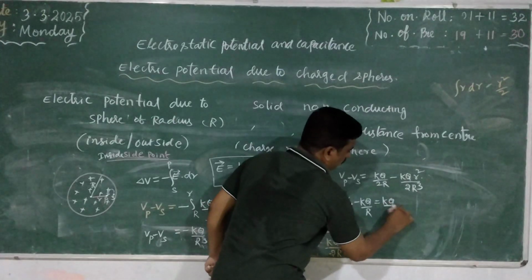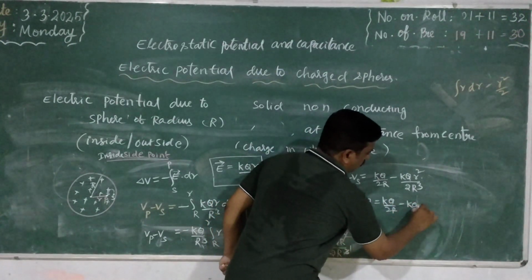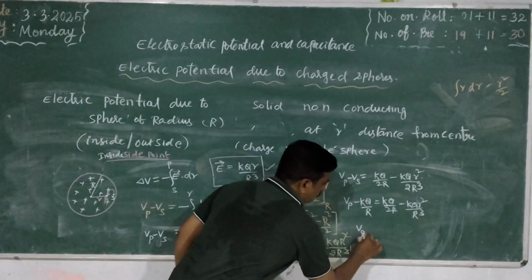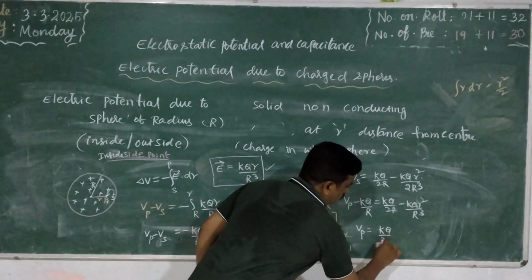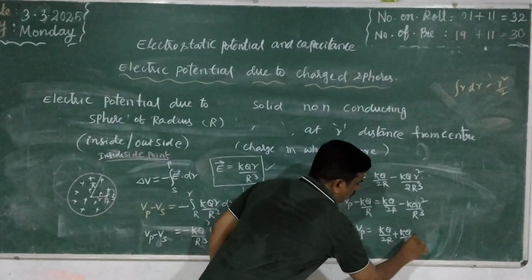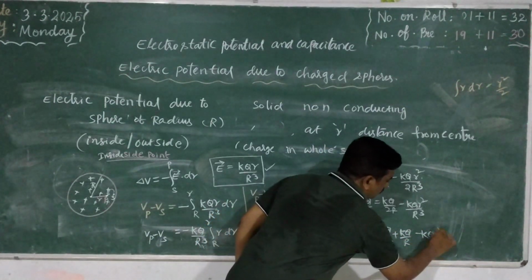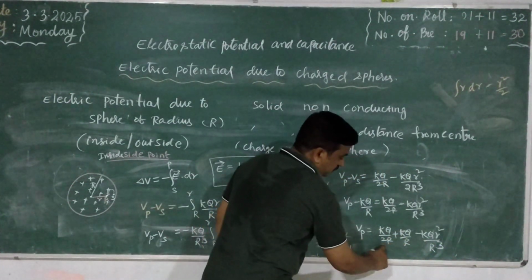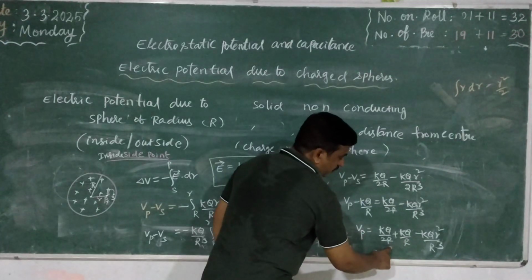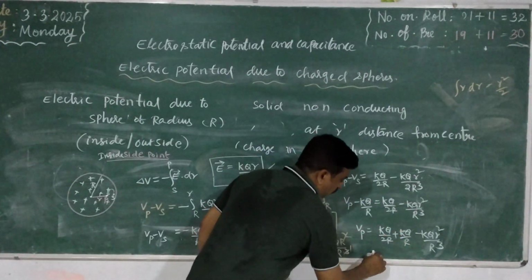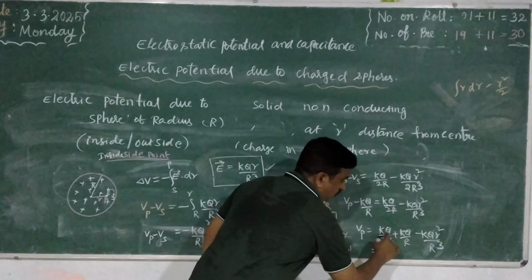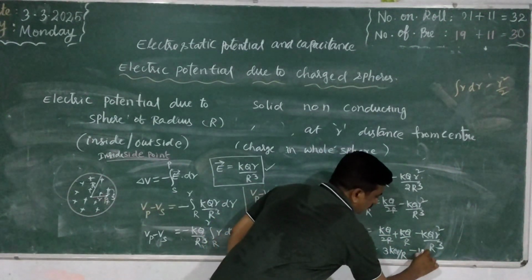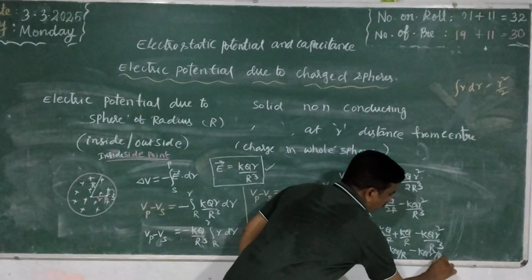So KQ by 2R minus KQ r square by R cube. See, it will change to this side. So potential at P equals KQ by 2R plus KQ by R minus KQ r square by R cube. See, for KQ by 2R and KQ by R, the LCM is 2R. So here 1 and here 2. So totally what we get is 2 KQ plus KQ means 3 KQ by R, minus KQ small r square by R cube.